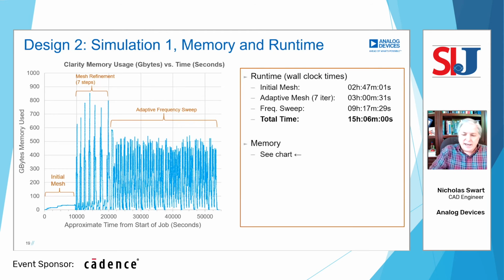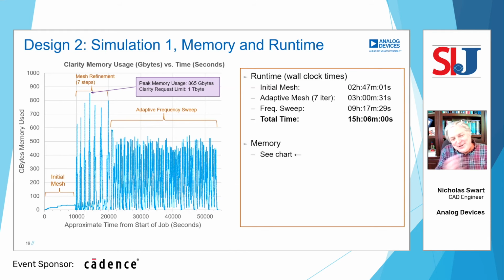So this is a nice snapshot of Clarity's memory usage. Peak memory usage was about 865 gigabytes. Now, we told Clarity to limit itself to 1 terabyte, because at that particular time, the machine only had 1 terabyte in it. About a week later, it had 3 terabytes, but it had 1 terabyte. So Clarity behaved itself well here, but you can see that it was approaching that 1 terabyte limit to simulate this job, in the mesh refinement step.